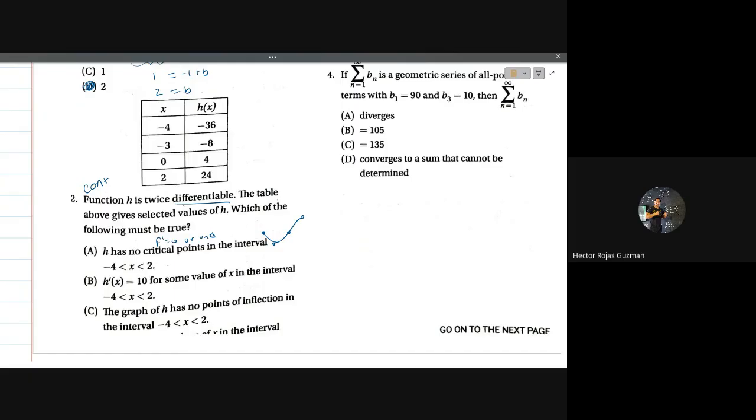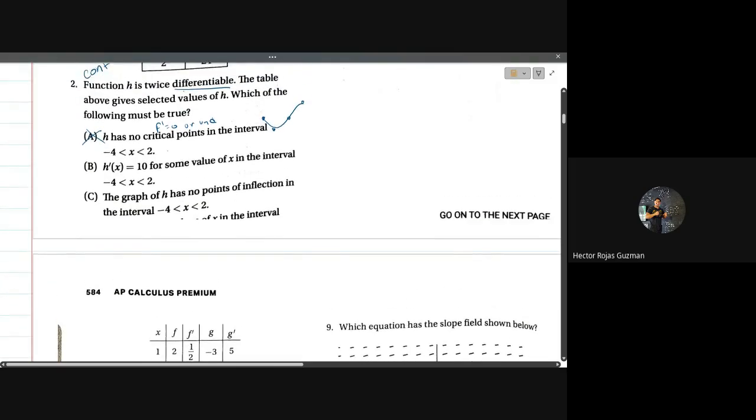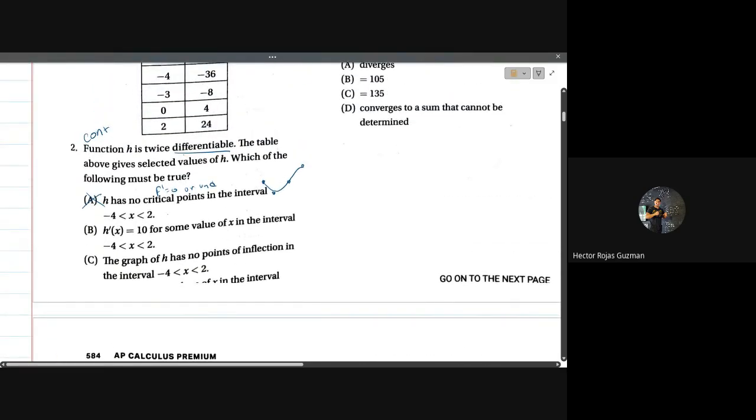I mean, there is no guarantee of h not having critical points, right? Like, even with a sketch already, I see a minimum. So, no. Oh, one of the questions got cut off. Oh, it's okay. I'm going to go ahead and jump to B.